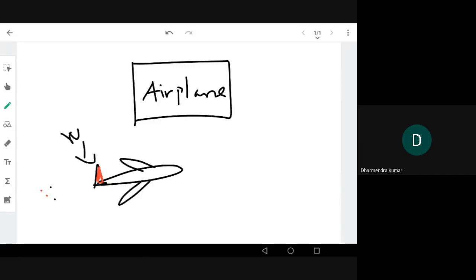So how do we control the rudder? The rudder is actually controlled by the pedals of the pilot, like the accelerator we have in a two-wheeler or in a car.